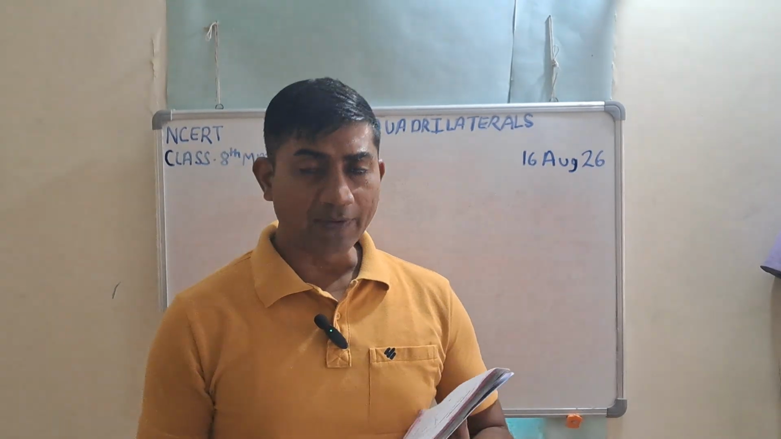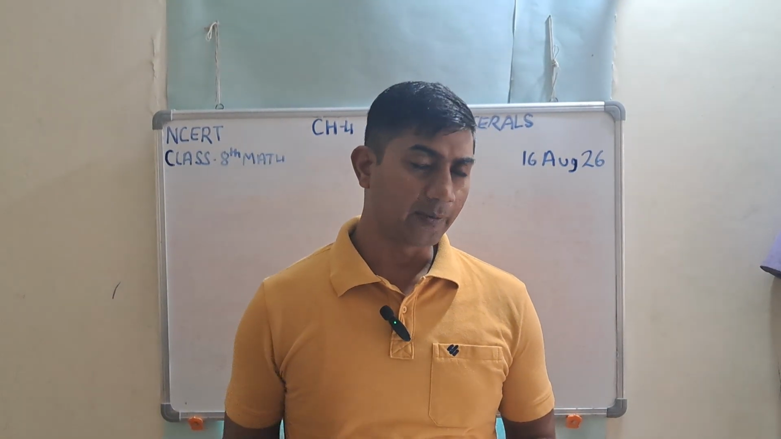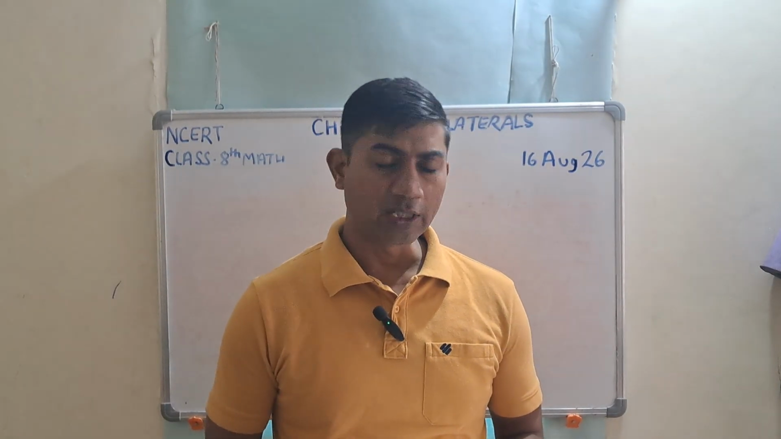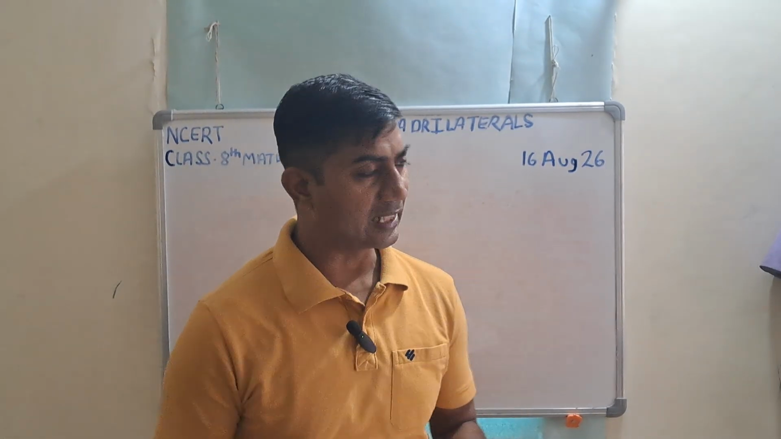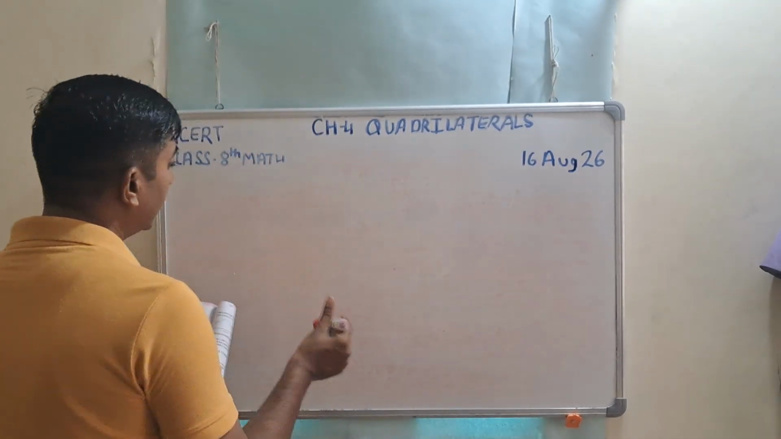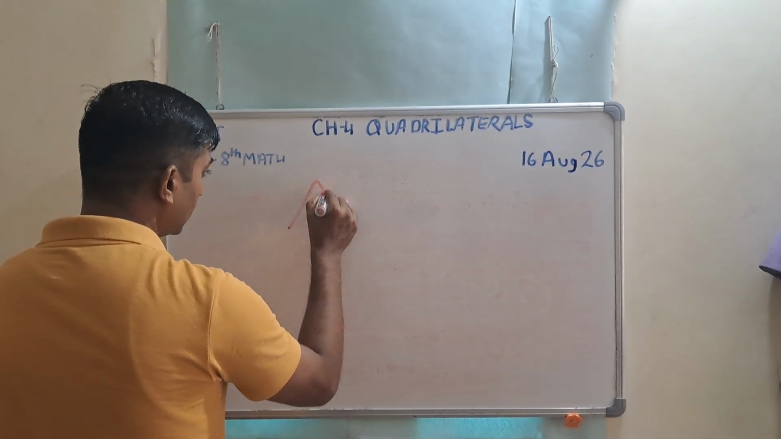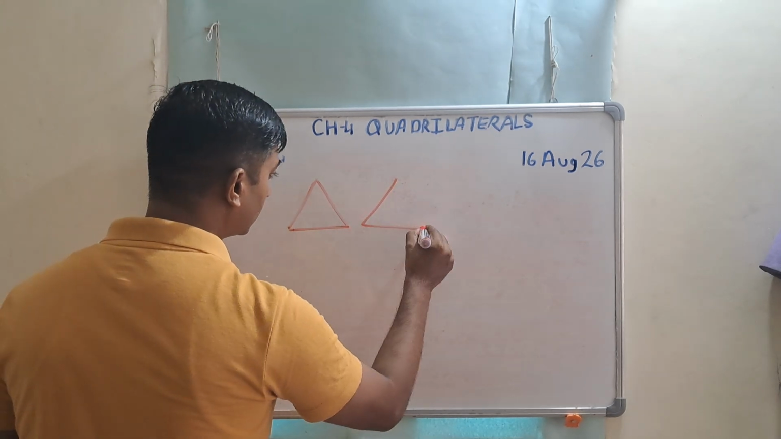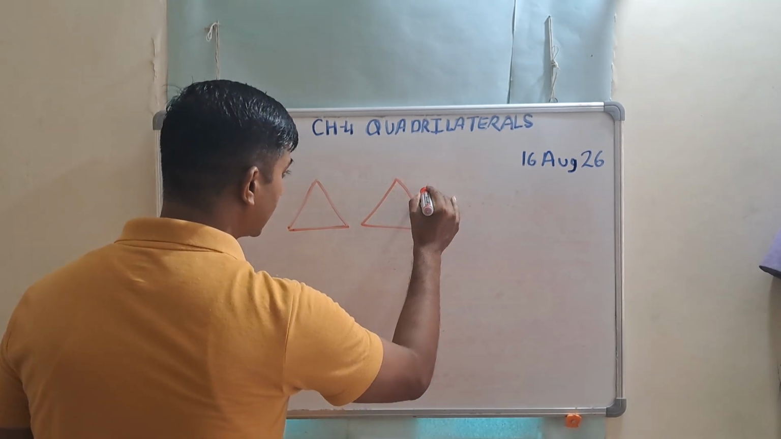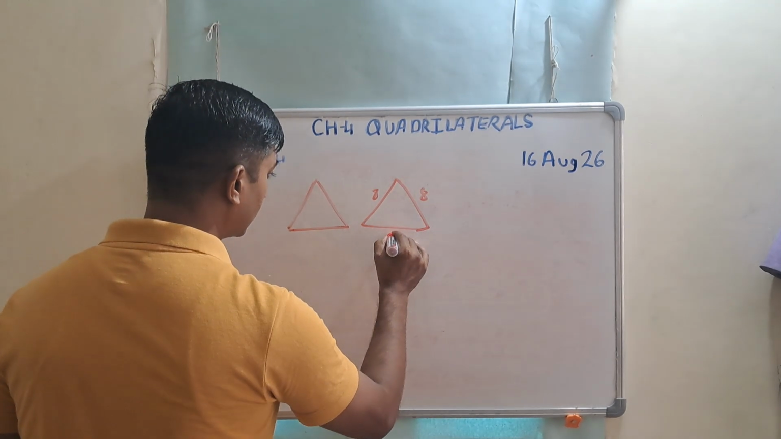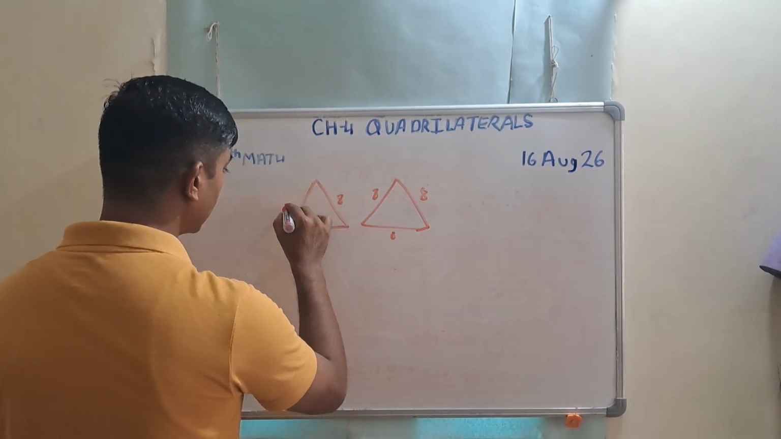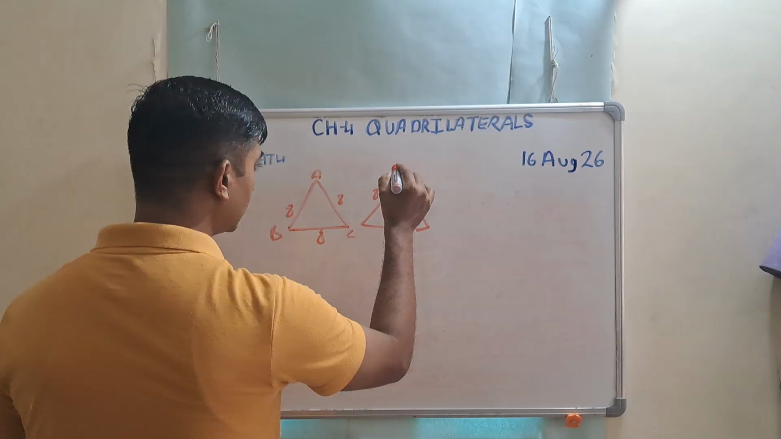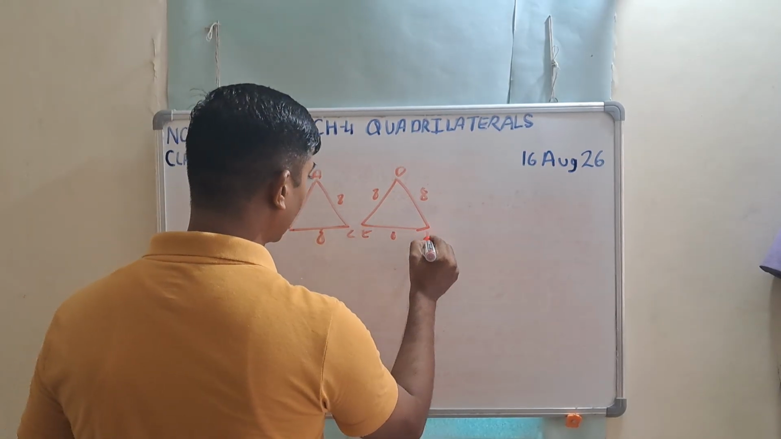Now they are saying that we have an equilateral triangle of 8 centimeter length, and we have joined it. What is the resultant figure? Let's see. We have two equilateral triangles, each having 8 centimeter length, A, B, C, D, E, F.